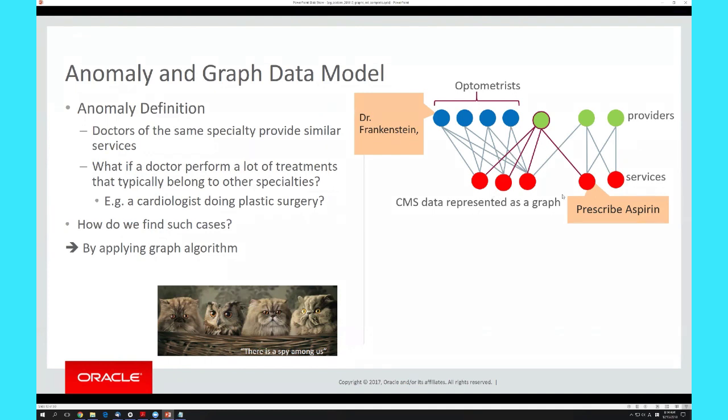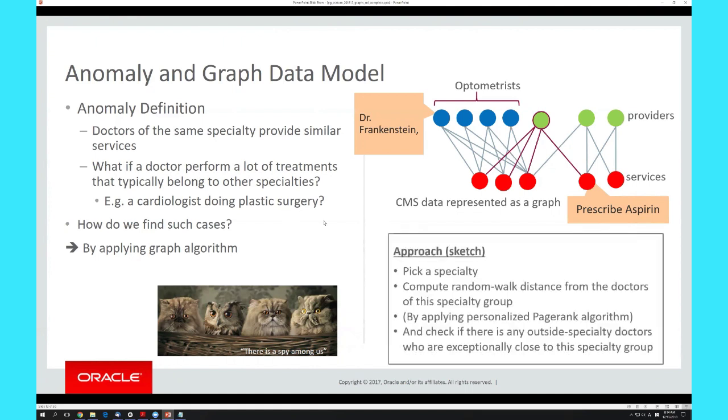So what do we mean by it? We have these medical providers or doctors, and the services they do. For example, Dr. Frankenstein, who is an optometrist, and then there are some services like prescribing aspirin. Once we have this data set, the approach is intuitive and simple.